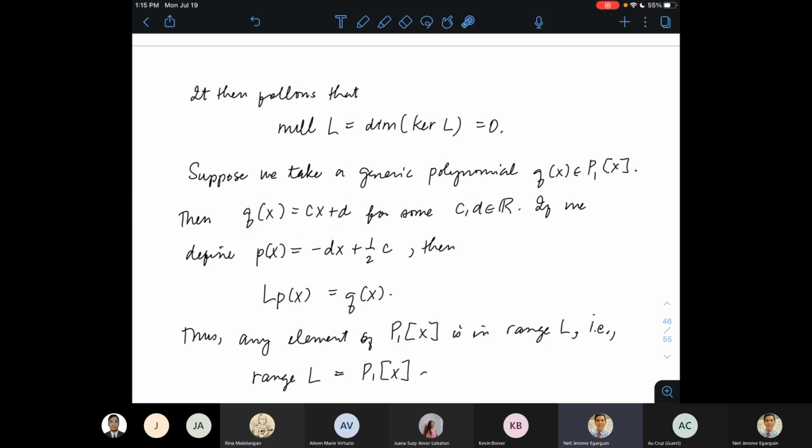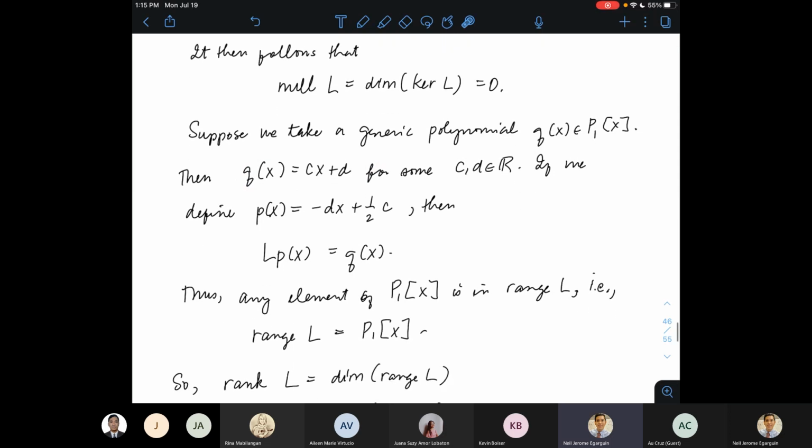And true enough, if you'll do some algebra, you can take P of X to be negative dx plus 1/2 C. Okay? Now, because if I will plug this P inside L, that will give me Cx plus D as the image.